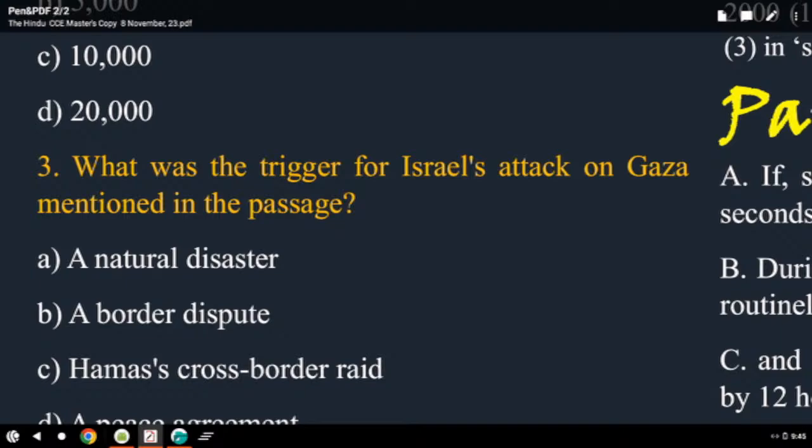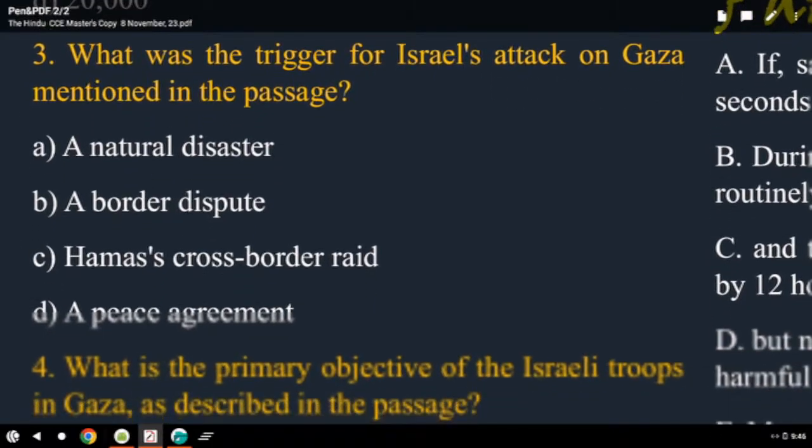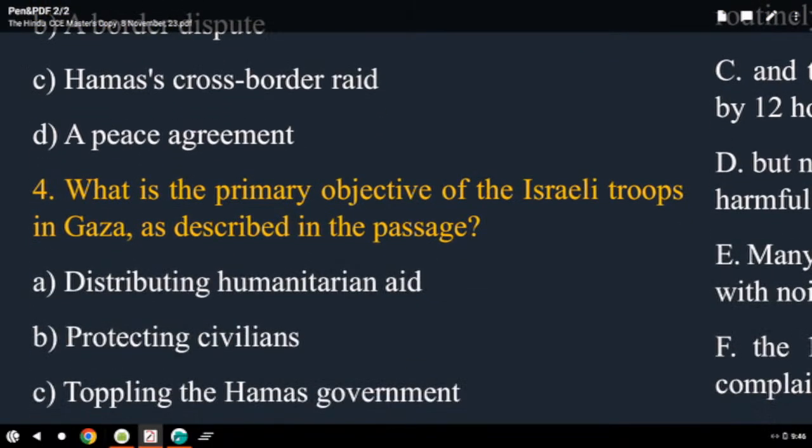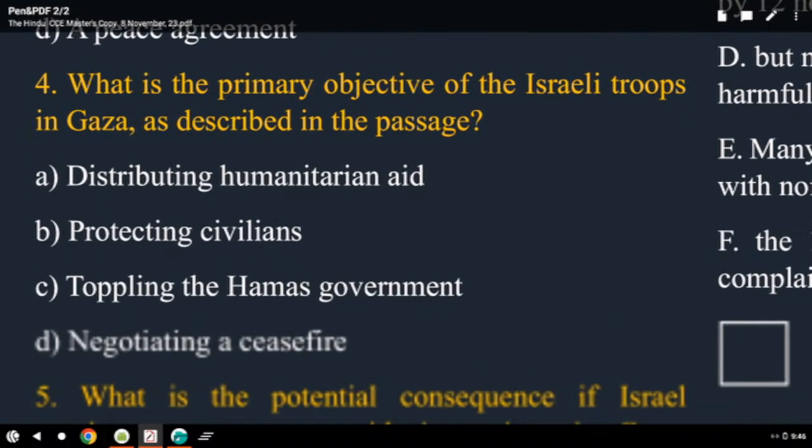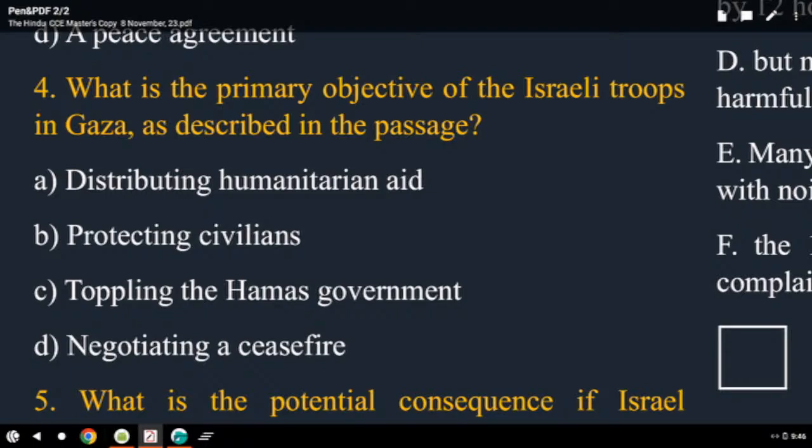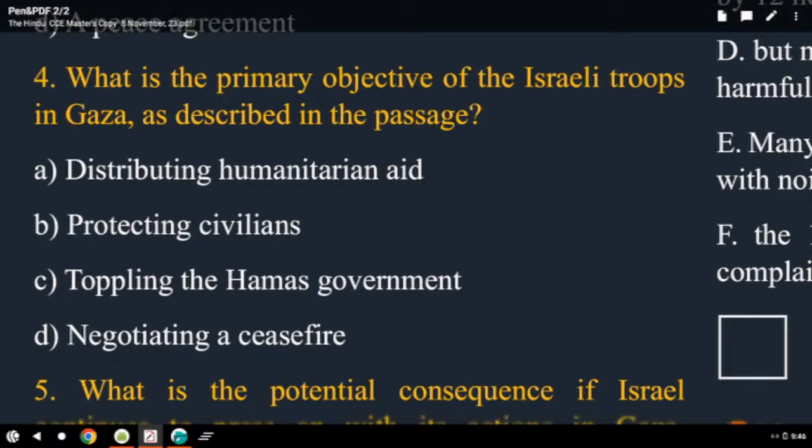What was the trigger for Israel's attack on Gaza mentioned in the passage? A natural disaster? No. Border dispute? No. Hamas's cross-border raid? Answer is C. What is the primary objective of the Israeli troops in Gaza as described in the passage? Distributing humanitarian aid? No. Protecting civilians? No. Toppling the Hamas government? Mentioned clearly. I give the meaning of the word topple also. C is the answer.